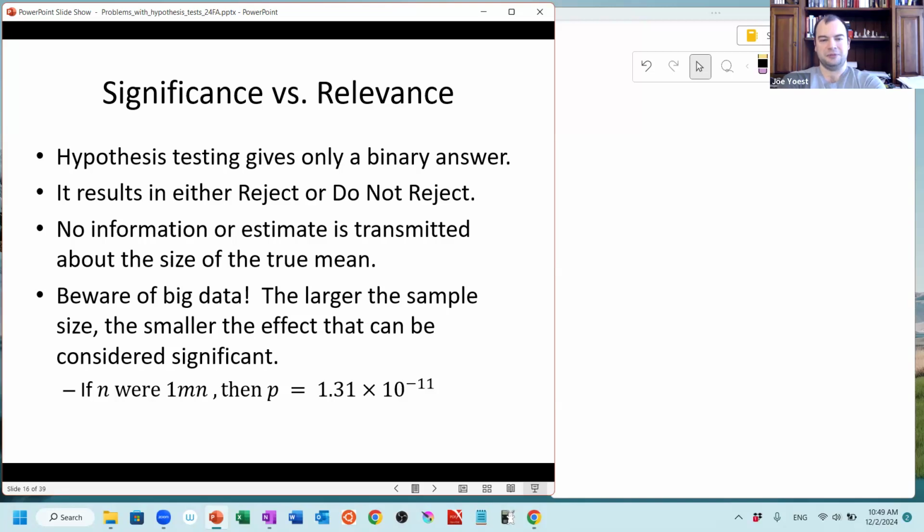So beware of big data. It's much more meaningful at first glance if you see a sample size of 50 and a p-value of 3% or 1%, than if you see a sample size of 1,000,000 and a p-value of 10 to the minus 5.